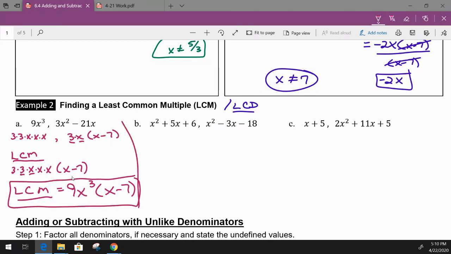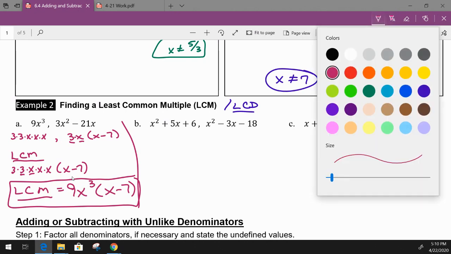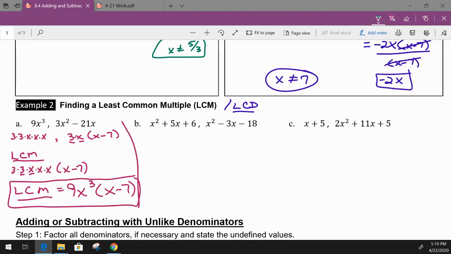Okay, so now let's go on to example B. In example B, we have two trinomials. If I factor the first trinomial, I will get x plus 2 and x plus 3. If I factor the second trinomial, I will get x minus 6 and x plus 3.